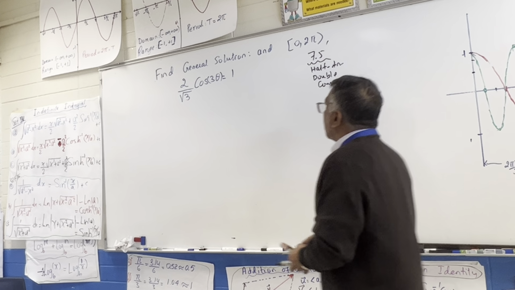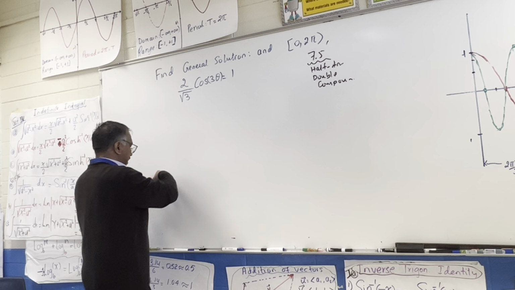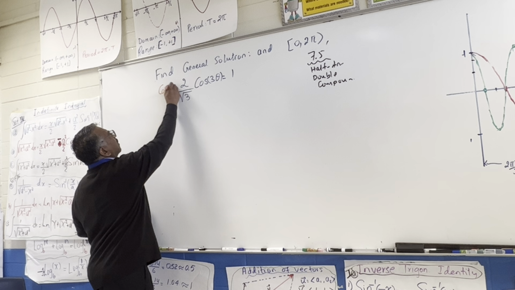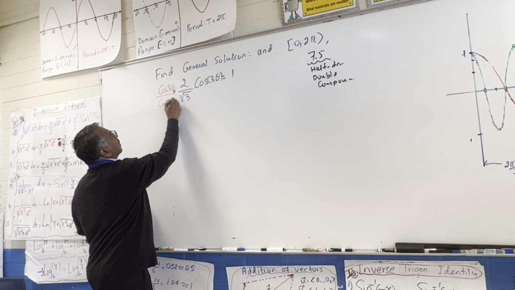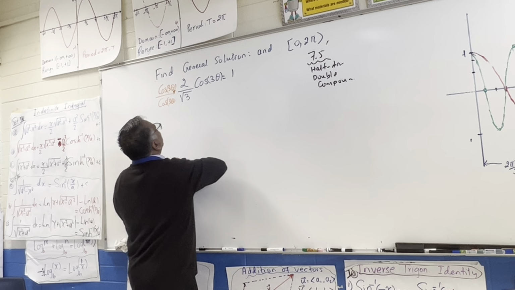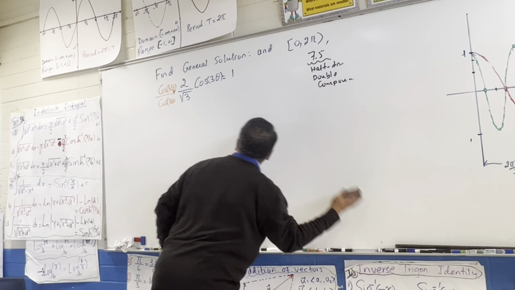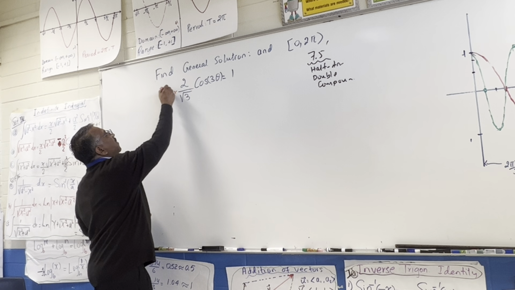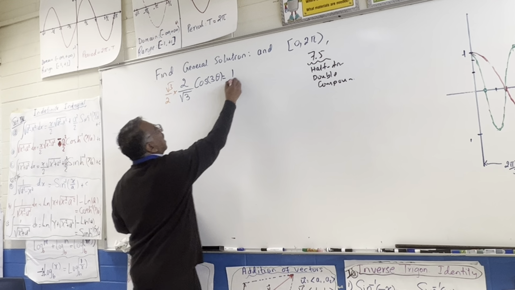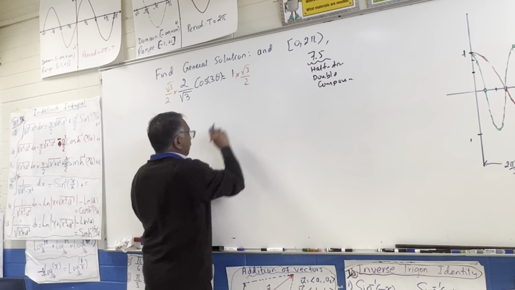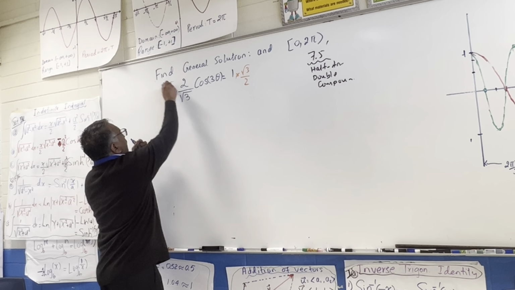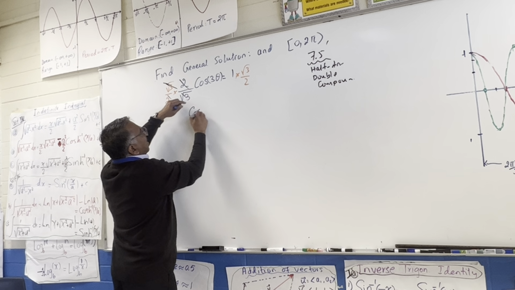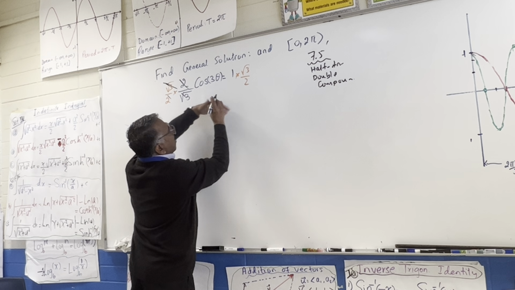So the first step is to solve for cosine 3 theta. So you multiply the square root of 3 divided by 2 on both sides, so this crosses out, and you get left with cosine 3 theta. And cosine 3 theta is positive.